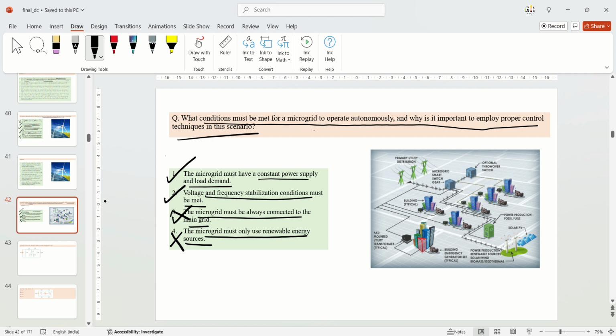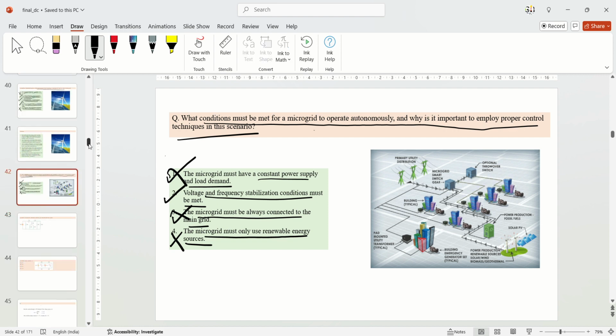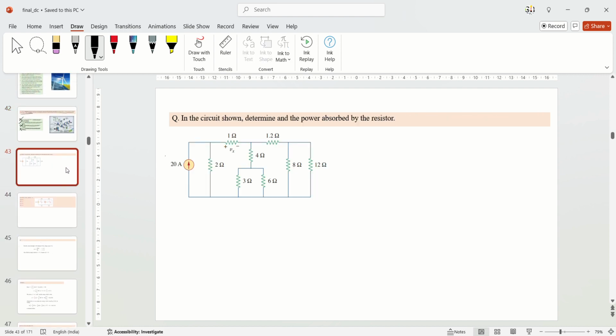Voltage and frequency stabilization condition must be met. That is true. Must have the constant power and the load demand. That is false. It doesn't need to be constant power and constant load. This is one question related to the power absorbed by the resistor. You have to find out like this.